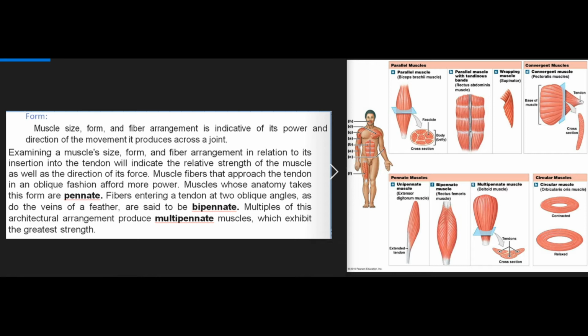Muscle fibers that approach the tendon in an oblique fashion afford more power. Muscles whose anatomy takes this form are pennate. Fibers entering a tendon at two oblique angles, as do the veins of a feather, are said to be bipinnate. Multiples of this architectural arrangement produce multipennate muscles, which exhibit the greatest strength.